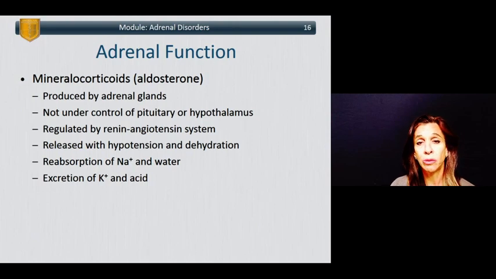Mineralocorticoids are also produced by the adrenals. Aldosterone is the most common mineralocorticoid. It is not under control of the pituitary or the hypothalamus. It is regulated instead by the renin-angiotensin system. Aldosterone is released in the setting of hypotension and dehydration.